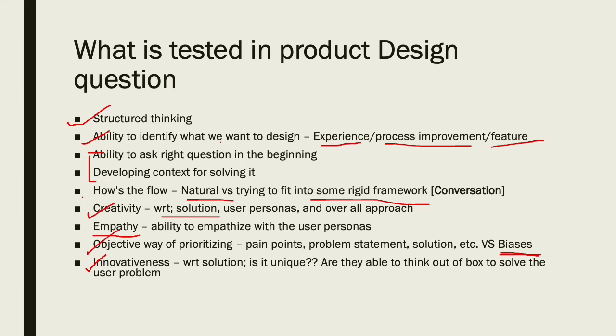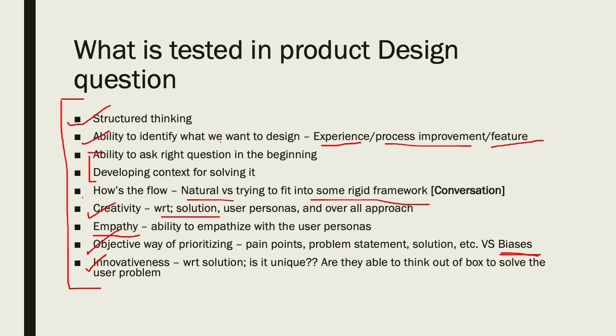Like, I'm blind, how am I supposed to own a car? So maybe let me go ahead and give you a driverless car that will help you move around the city. Not innovative now, but before Tesla you could have said that, and it could have been an innovative solution. So overall, these are the things being tested when you are given a product design question.